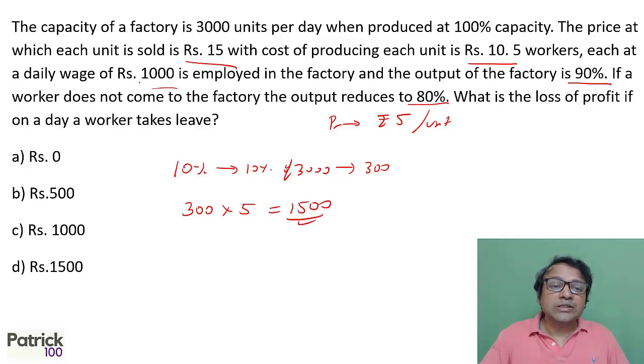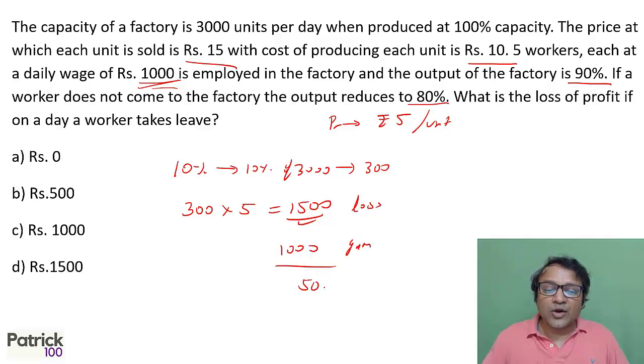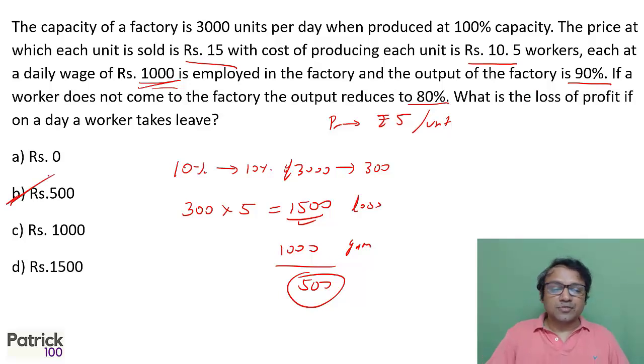But we save on the salary, the daily wage of one person, 1000 rupees, which you are paying. We save on that. So this is a loss for us, and this is a gain for us. So net loss is 500 rupees. So loss of profit is 500 rupees. B option. 1500 loss in number of units produced and 1000 gain because we are not paying the employee. So net loss is 500 rupees.